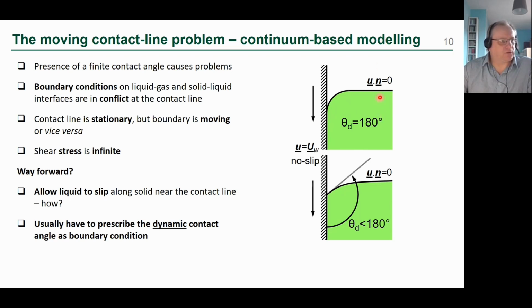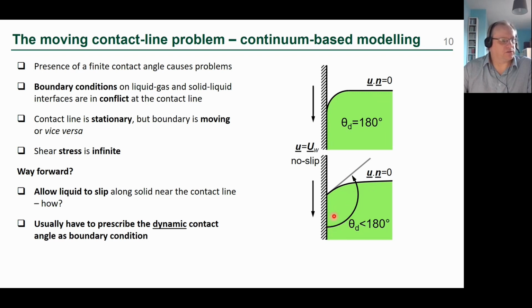in continuum-based modelling, we tend to have a sharp interface between the liquid here, which is green, and the air, which is up here in white. So all of these lines here are sharp interfaces, and we have different boundary conditions on these. So on the interface here, we have a kinematic condition where the normal velocity is 0, and here we have a no slip condition on the solid surface. So if this interface meets the solid at 180 degrees, we don't have a problem, because these two conditions are compatible with each other. But the problem arises when we have a contact angle which is not 180 degrees.